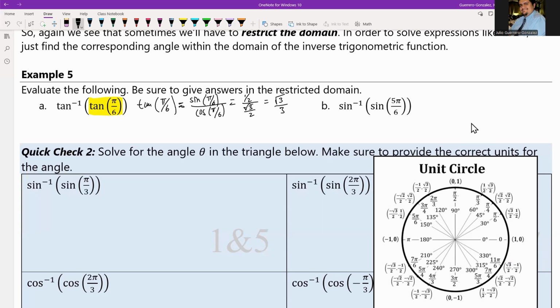So now, tangent inverse of square root of 3 over 3. There are two angles that do it. I'm going to call this theta. So this is saying I need a tangent of some theta equal to, not negative root 3 over 3, positive root 3 over 3. Theta has got to be two angles. Here are the two.